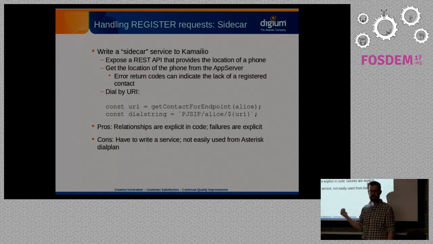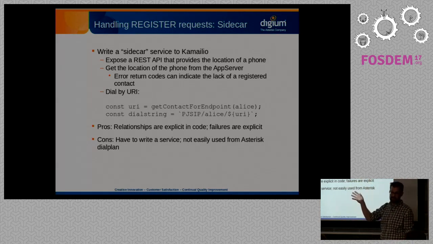This works great when you're actually doing all the dialing not in the dial plan, but inside of applications that are written on top of Asterisk. You just dial by URI, where you create a dial string that's PJSIP / the name of the endpoint / and then the URI that's their location. And that will actually go ahead and dial to that URI, and if you set up the outbound proxy, it'll funnel it out through your Kamailio proxies.